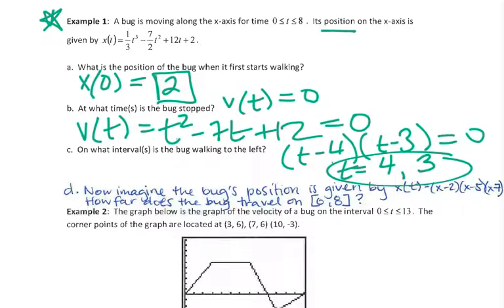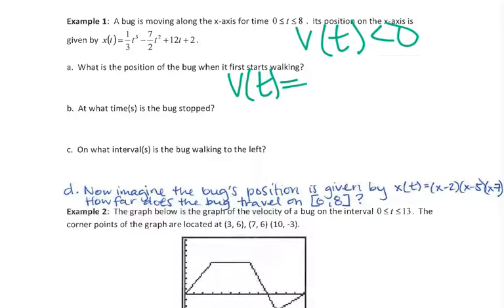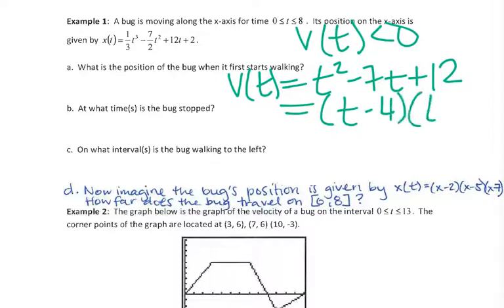Okay, the next question is, when is the bug walking to the left? In order to answer that, we need to know when the velocity is less than 0. Okay, I'm actually going to take my work up here. When is it less than 0? So we already found the derivative of the position, or found the equation for velocity. It was t squared minus 7t plus 12. And factored, that's t minus 4 times t minus 3.